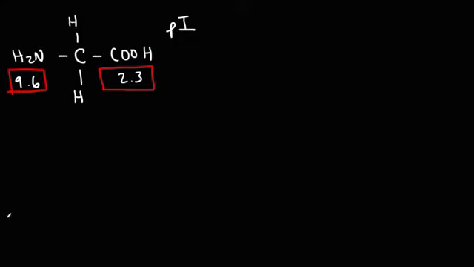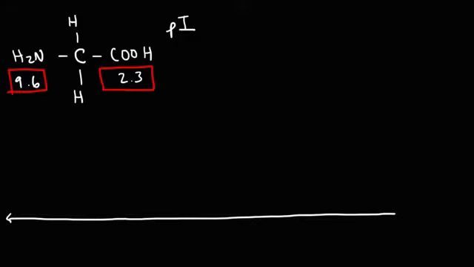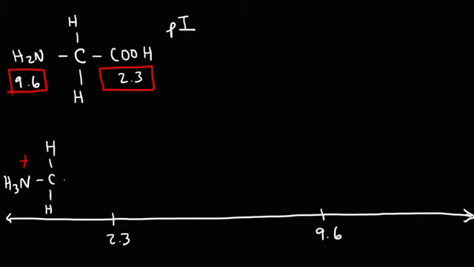So the first thing we're going to do is create a number line. And we're going to put the pKa values on this number line. Now our next step is to draw the dominant forms of the amino acid in each of these 3 sections of the number line. So at a pH of less than 2.3, the amino acid will be fully protonated. So the amino group will have a positive charge, and the carboxylic acid group is already protonated. So this is going to be the dominant form at a pH that's less than 2.3.